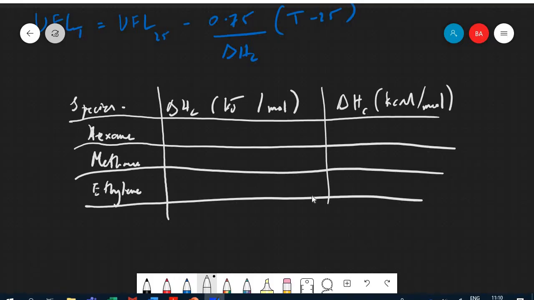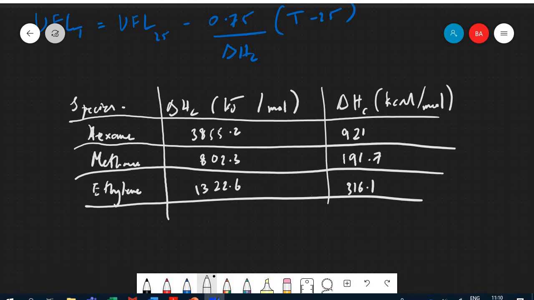So we go back here, and now we have our values. That was 3855.2, and so on. You get all your numbers here, then you do your conversion, and you get the kilocalories per mole, 191.7.